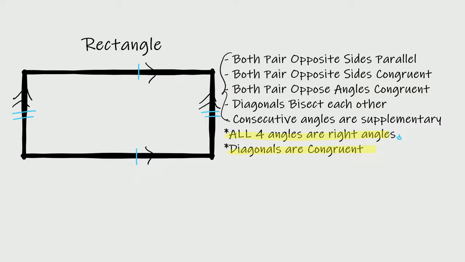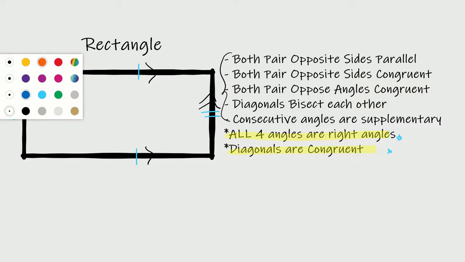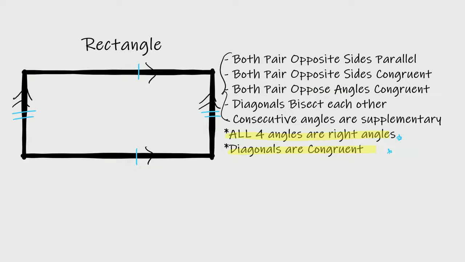But if we look at these 2 extra properties that we're going to add here, it's saying that all 4 angles are going to be right angles, which means that at each vertex, at each corner, I have 90-degree angles, right? And so here it's easy to see that both pairs of opposite angles, not only are they congruent, but in this case, all four are congruent because they're all 90 degrees, right? The other thing is that the diagonals are going to be congruent.